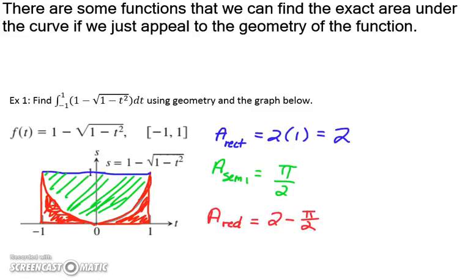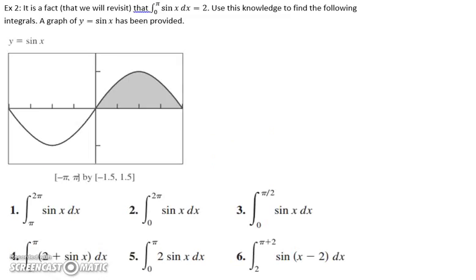Something else that we can deal with is if we are given a graph and they tell us what a certain area is. They're telling us a fact that we're actually going to figure out later. We don't know it right now, so you're just going to have to take my word for it. It's a fact that the integral from 0 to pi of sine of x dx equals 2. Use this knowledge to find the following integrals, and I've given you a graph of y equals sine of x from negative pi to pi. So they're telling us that this shaded region here has an area of 2.